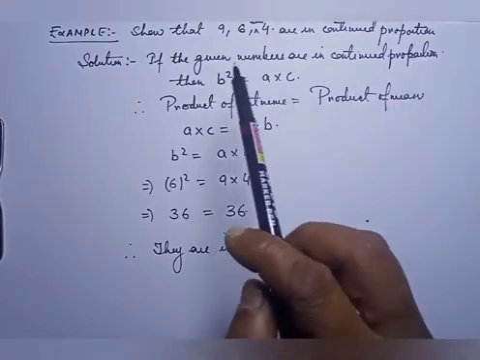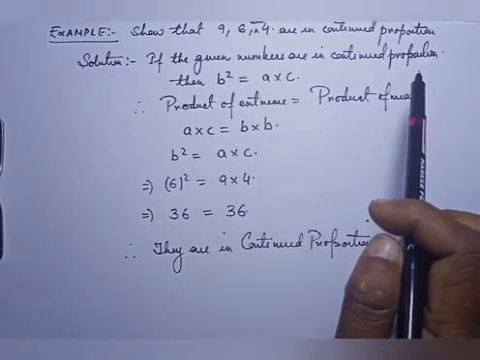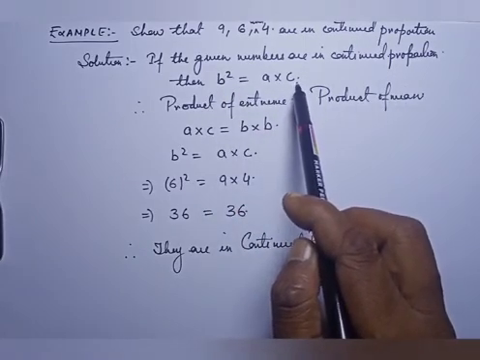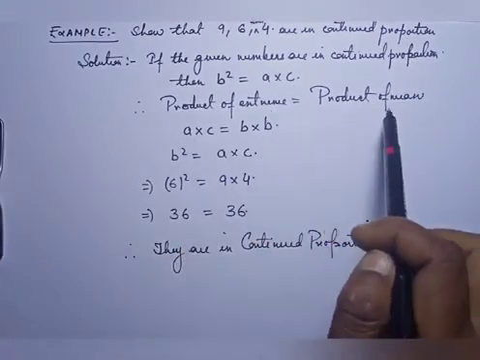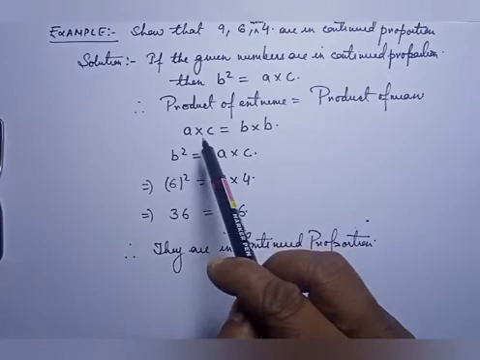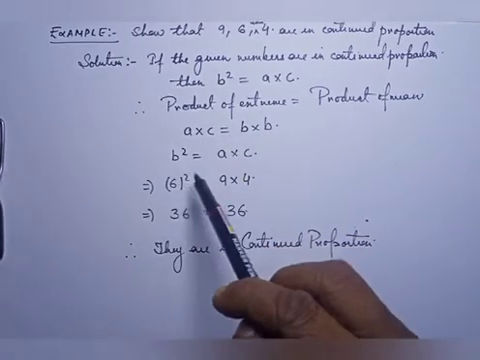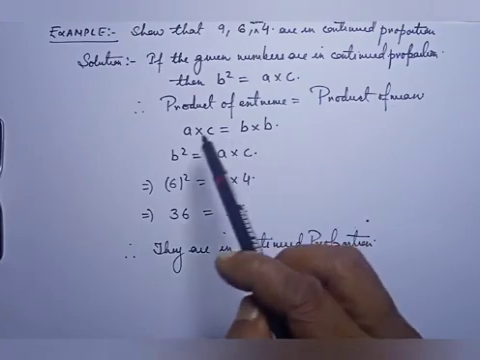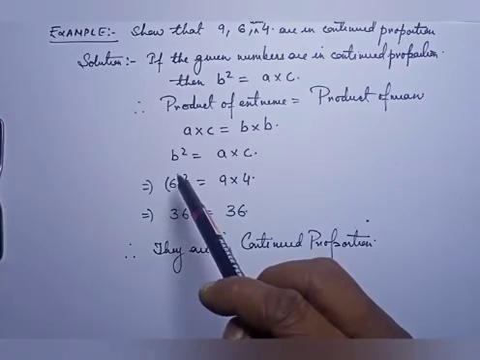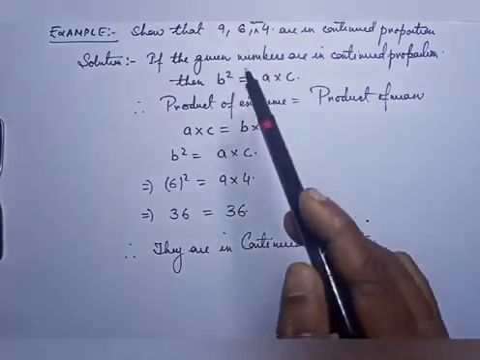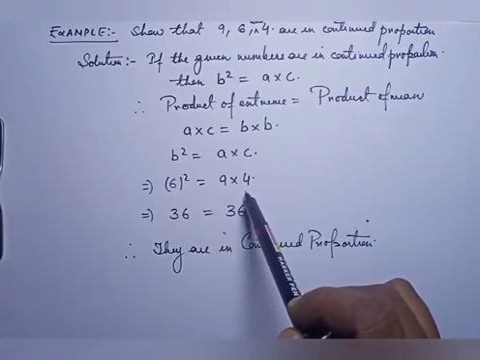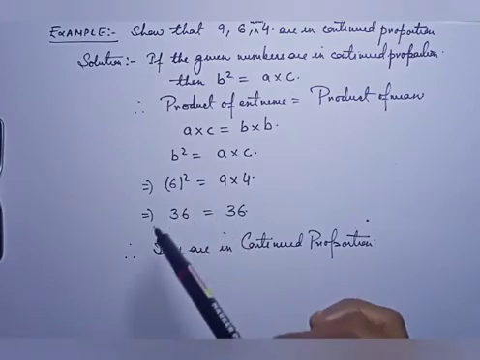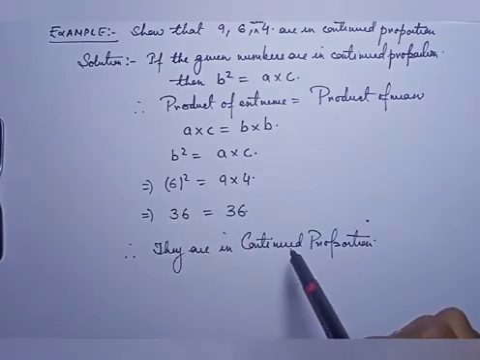If the given numbers are in continuate proportion, then there is a condition that b square is equal to a into c. As we know that product of extremes is equal to product of means, it can be written as a into c is equal to b into b, that is b square is equal to a into c. So over here the product of means is 6 into 6, that is 6 square, and the product of extremes is equal to 9 into 4. When we simplify it, both LHS and RHS come out equal, that is 36. Hence we can say that they are in continuate proportion.